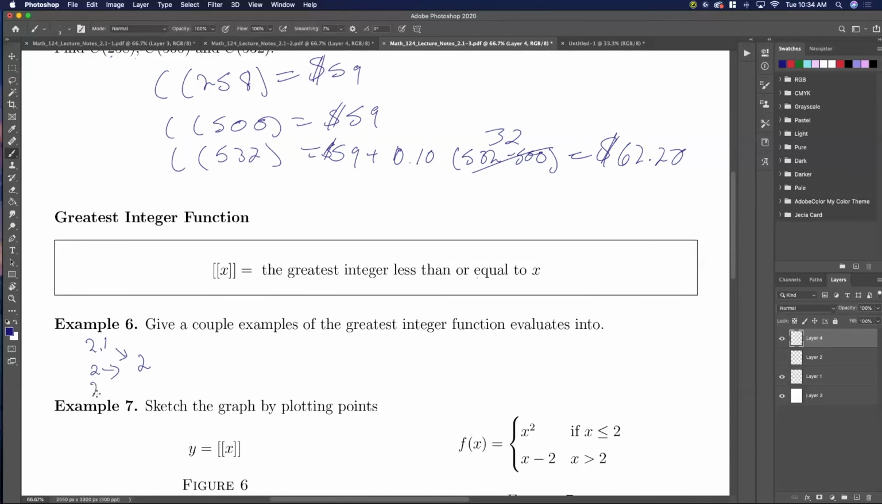Then say if I had 2.7, that would also go to 2. If I had 5.8, that would go to 5. If I had 5.1, that would go to 5. And if I had 5, that goes to 5.